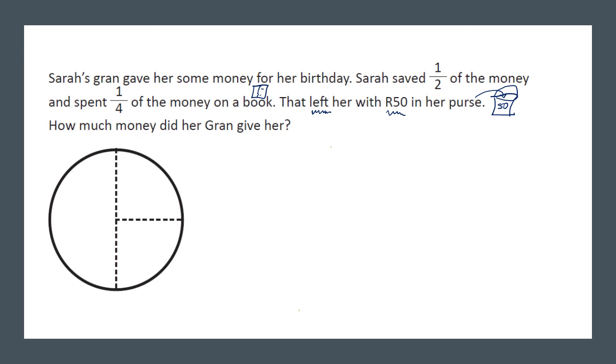Sarah's gran gave her some money for her birthday. She saved half the money. So this is the portion that she saved. And she spent a quarter of the money on a book. And here's the money that she spent on a book. There's her book.